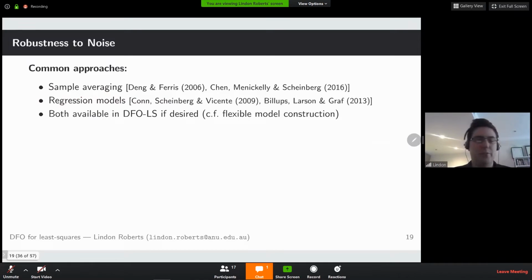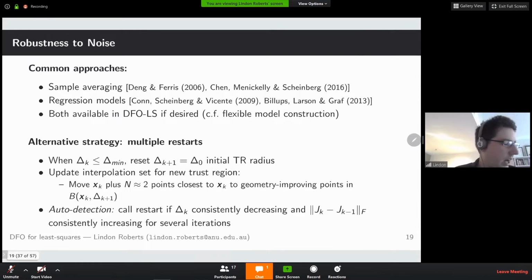There are a few ways people have proposed of dealing with this, essentially revolving around the natural things of doing averaging. You evaluate your function multiple times at the same point to reduce the noise, or you do regression. You sample very heavily in your region, and then you can hopefully average out that noise, and DFOLS captures both of those. But what we have proposed is this multiple restarts mechanism that I mentioned.